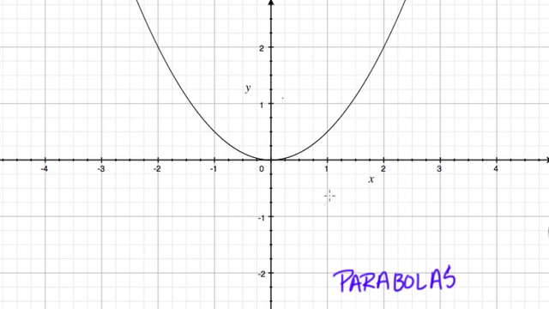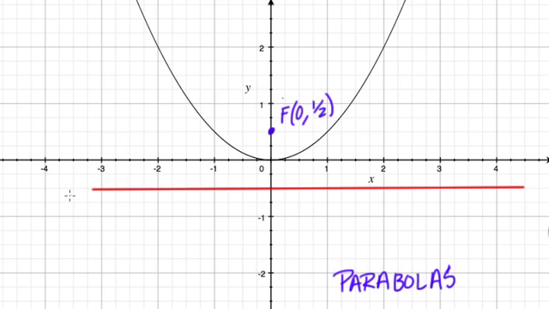So let's talk about the focus. Here, for this line, our focus would be right here, and we call it F. And what is that point? Well, in this case, it's (0, 1/2). And our directrix, in this case, we can also tell exactly where that would be, down here at -1/2. Let me just label this directrix D.